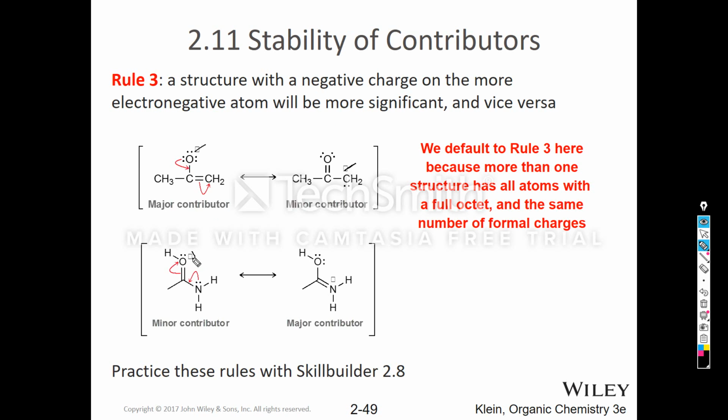And if you look at this starting structure, oxygen has a positive charge, and nitrogen lets the electrons in. Oxygen takes these electrons, loses its positive charge. Therefore, the nitrogen gains a positive charge. Now, between these two, the less electronegative atom, being nitrogen, has a positive charge. Therefore, this is going to be the major contributor. That's it.